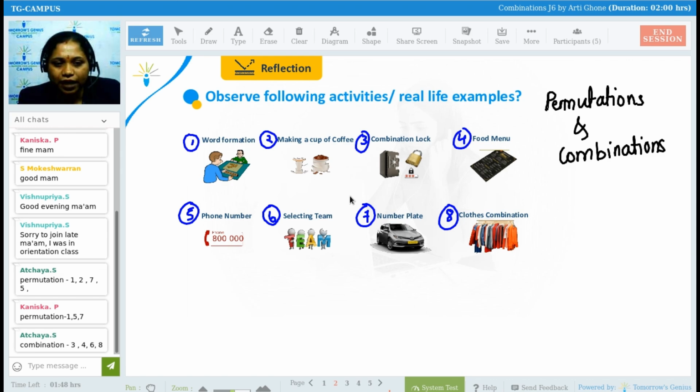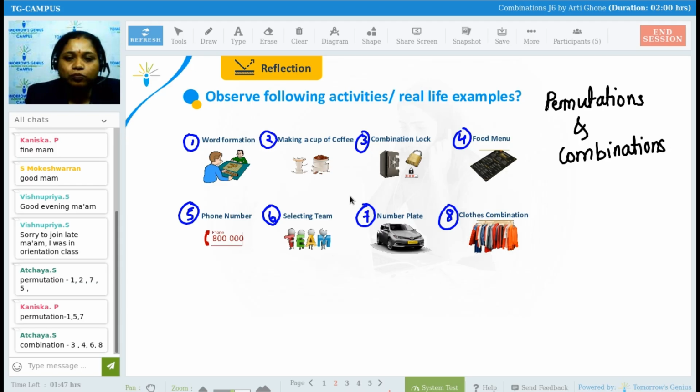Now, activity done. Permutations: 1, 2, 7, 5. Word formation, making a coffee. Okay, who is telling me the permutations? Achaya first: 1, 2, 7, 5. Okay, Kanishka: 1, 5, 7, number plate. Okay, good. Remaining will be combinations from Achaya's answers.